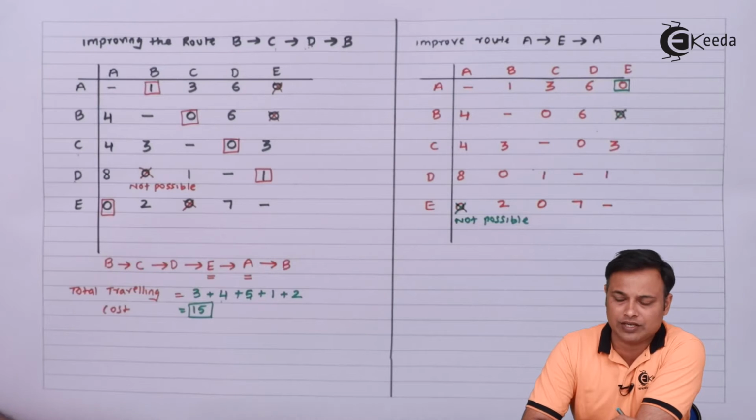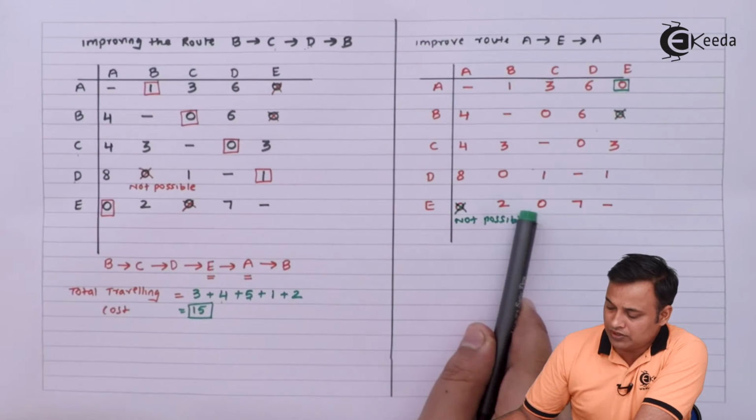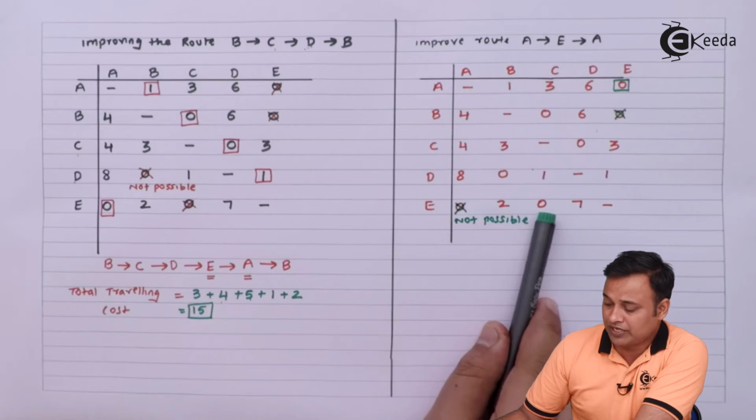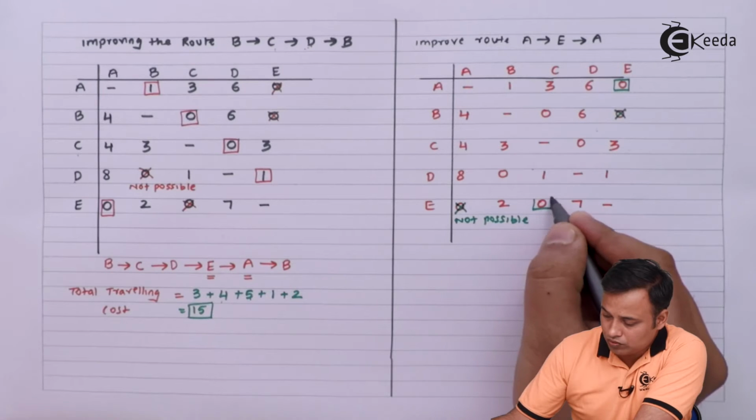And which are the remaining cities? B, C and D. So among B, C and D, the cheapest one with the lowest number is 0. So I'll go to C.